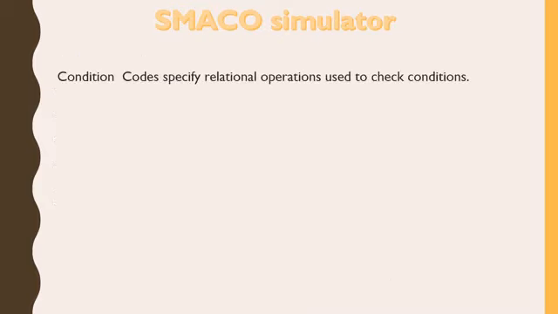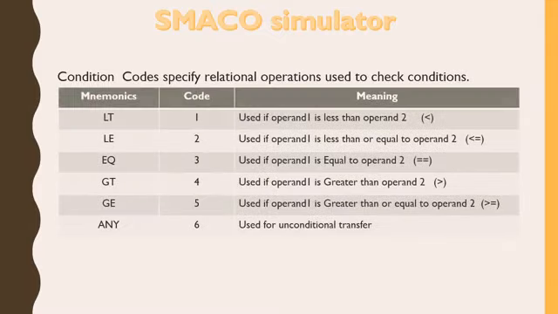Now the next is your condition codes. They specify the relational operations used to check your conditions. The mnemonics are less than, equal to, greater than, equal to, and any. These will have codes starting from 1 to 6, or from 0 to 5. The meanings are less than, equal to, greater than, greater than or equal to, and unconditional transfer is used for any.